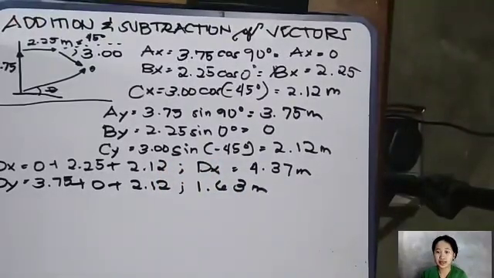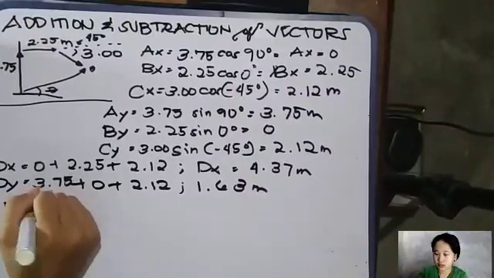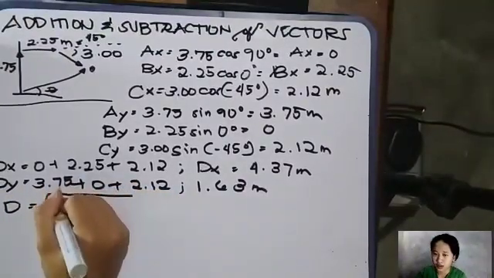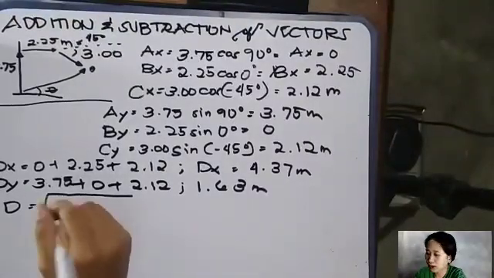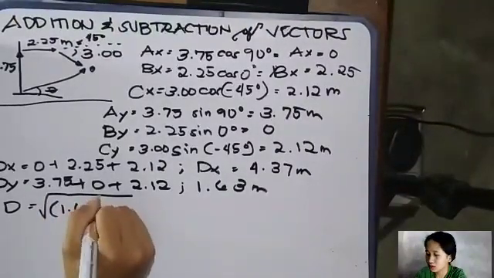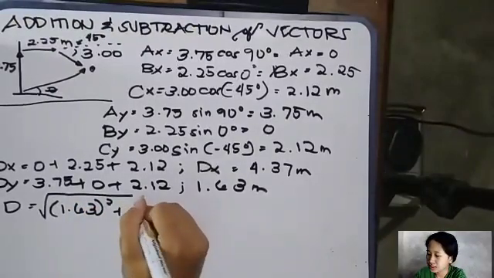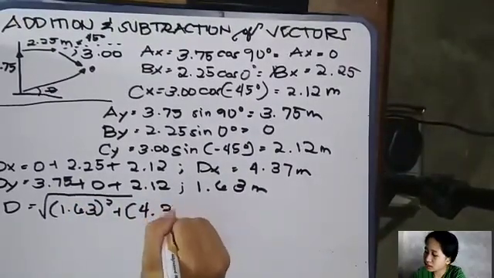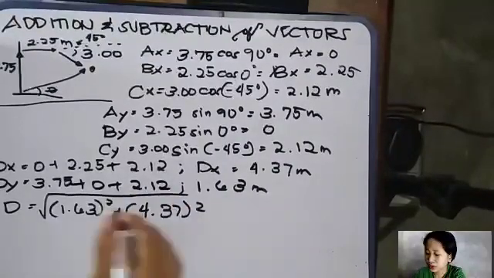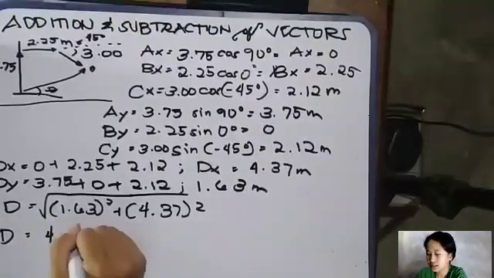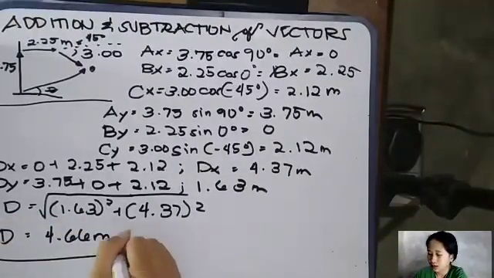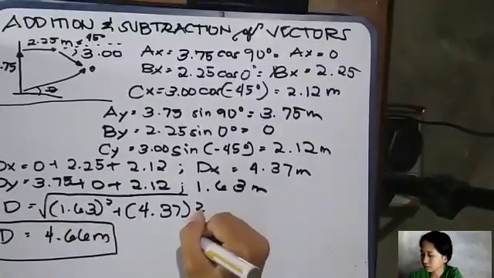So, nakuha na natin yung D natin, yung D sub x and D sub y. So, gagamitin natin yung isang formula para mas makuha natin. Yung ito. So, D sub y, 1.63 squared plus 4.37 squared. So, ikakalculate lang yan is 4.66 meter.